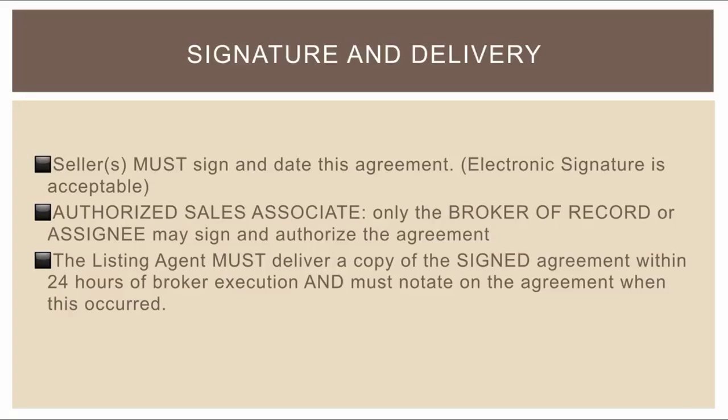The last section is the signature and delivery section. Sellers must sign and date this agreement. An electronic signature is acceptable. As an authorized sales associate, only the broker of record or the assignee may sign and authorize this agreement. You do not sign in this section. The listing agent must deliver a copy of the signed agreement within 24 hours of broker execution and must notate on the agreement when this has occurred. This is very important. Contract law is about execution.